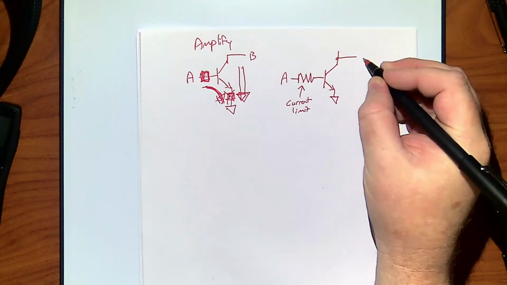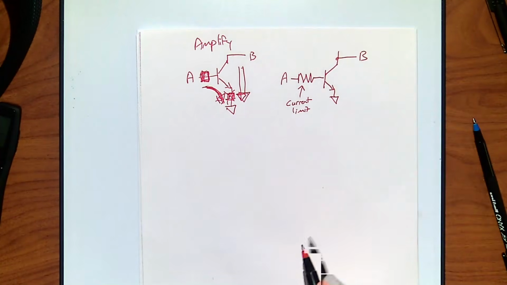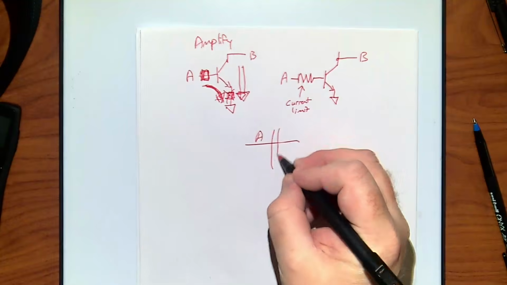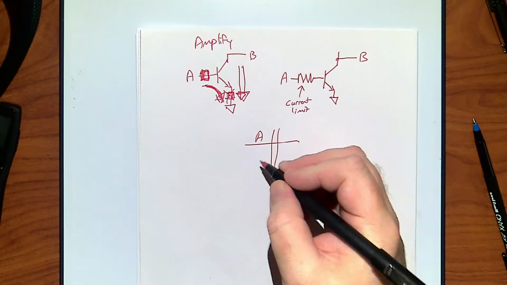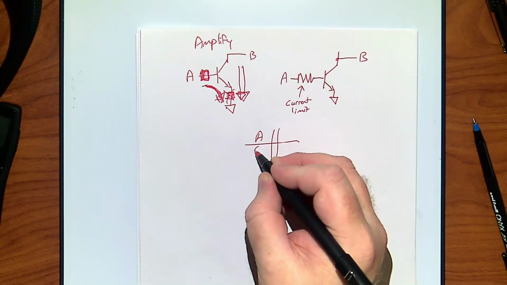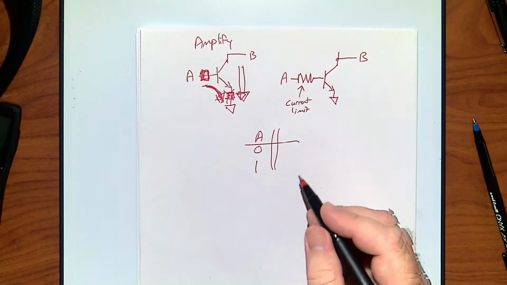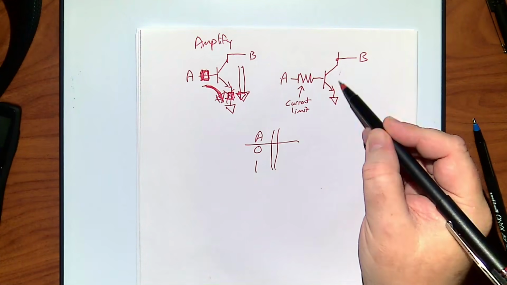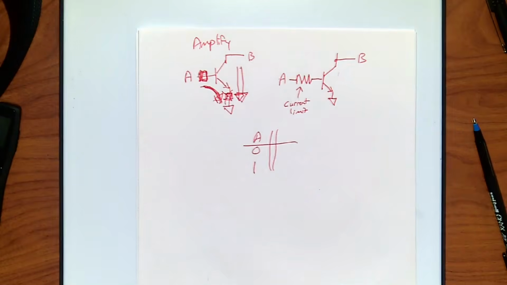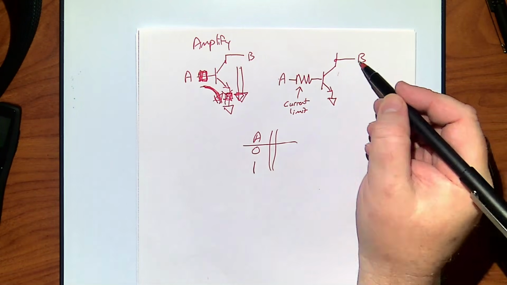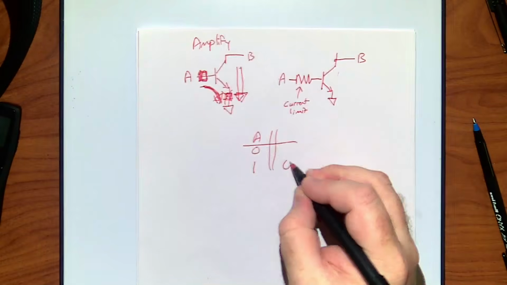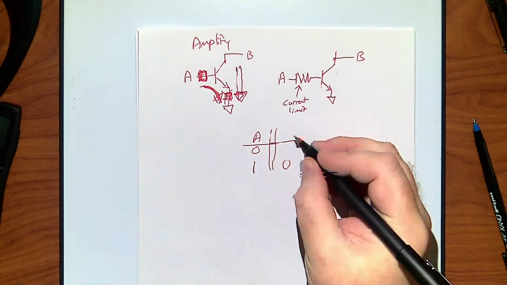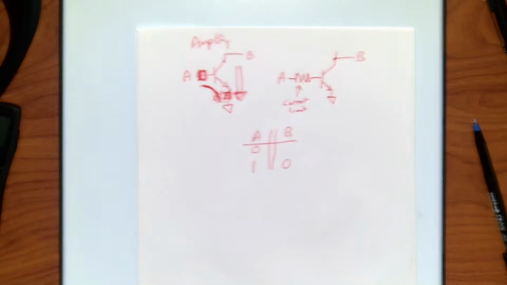All right, now we've got our output B. So let's consider two possibilities with A. A could be 0 or A could be 1. And we just said if A was 1, this turns on, so this connects. So what happens to B if A is 1? Yeah, it gets pulled down to 0 for B. All right, does that make sense?